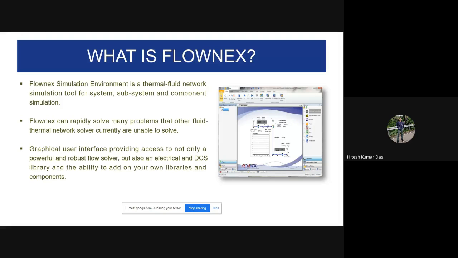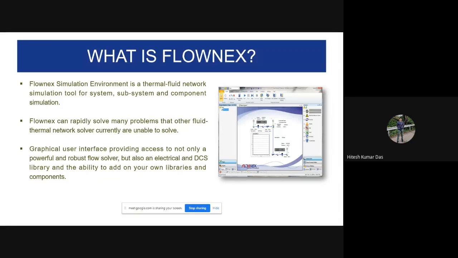First of all, what is Flownex? Flownex is a South African tool developed in 1983. It is both an NQA as well as ISO certified tool. NQA means Nuclear Quality Assured tool. ISO is International Standards Organization. It has both 1D as well as 2D capability. 1D in the sense of flow parameters, 2D as heat transfer phenomena.